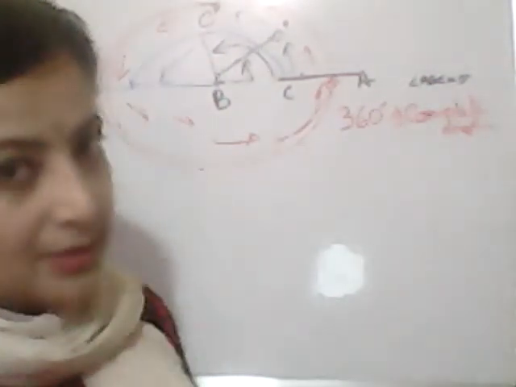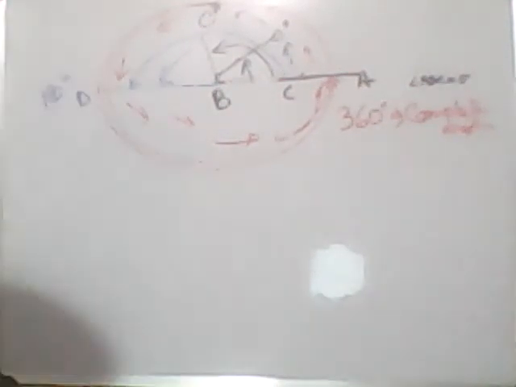Now, according to the measurement of the angle, we will classify the angles. We will start from 0 degrees and go up to 360 degrees, which means one full rotation. We will see how we can classify it.